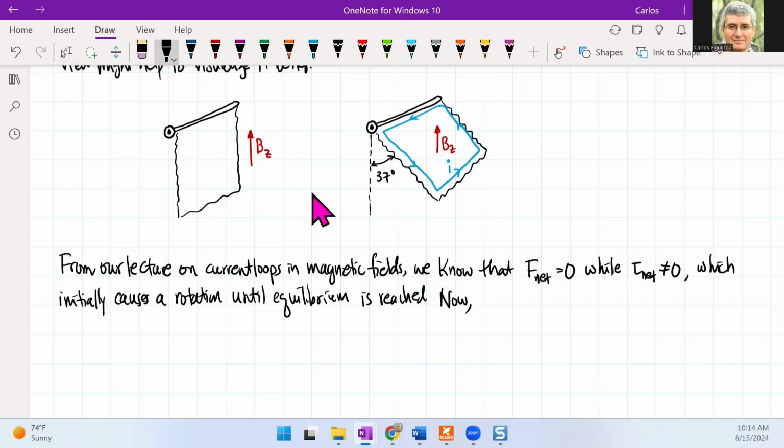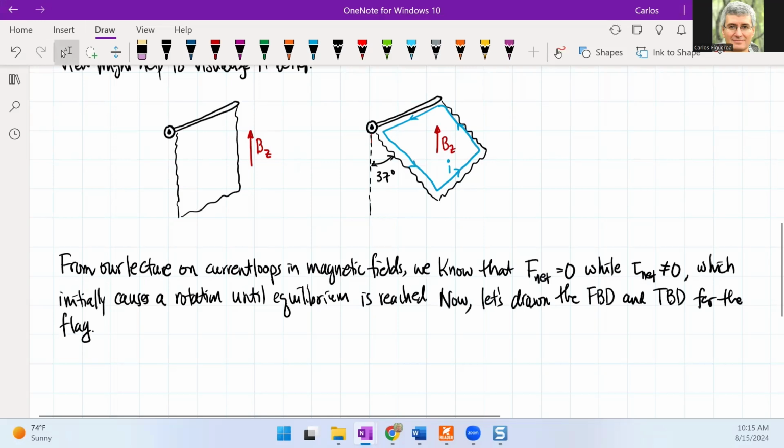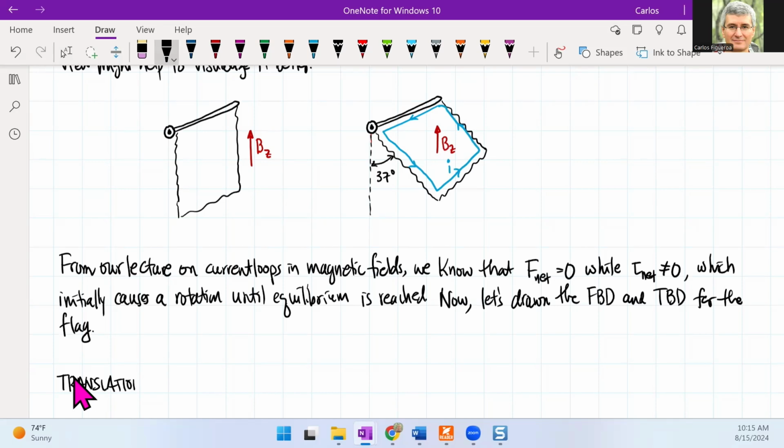Now, let's draw the free body diagrams, right? And the torque body diagram for the flag. Now, because of what's going to happen, I think we should first look at the magnetic forces, and then from the magnetic forces, we'll draw in the rest of the forces just to be clear. So we're going to start with the translational. In other words, we need to draw the free body diagram.